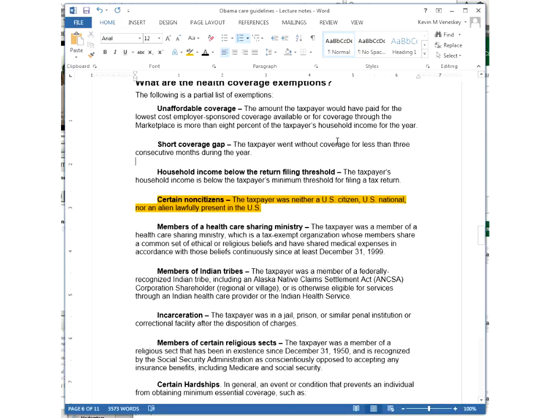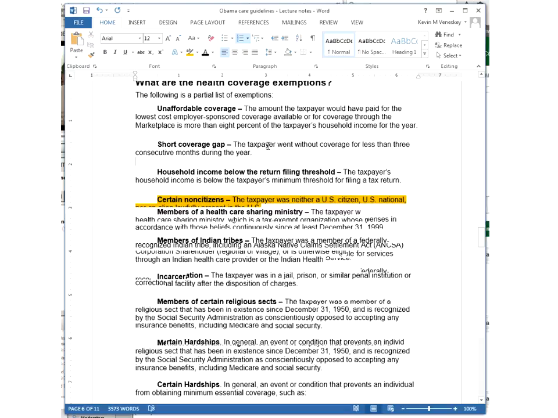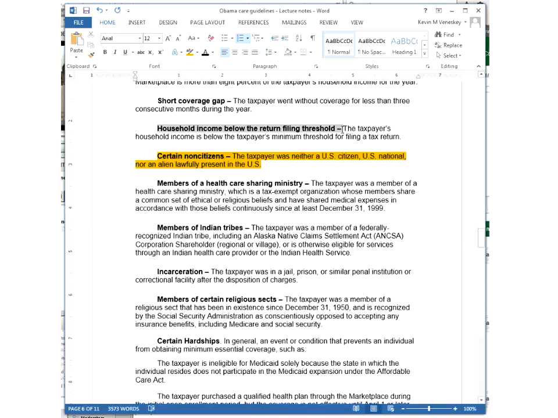If you just had 2 months where you didn't have insurance because you were in between jobs, that would be considered fine, and you don't have to pay any fee on that. This is the only other one that the IRS has available as its own exemption, and I can show you this on a tax return, how this works.